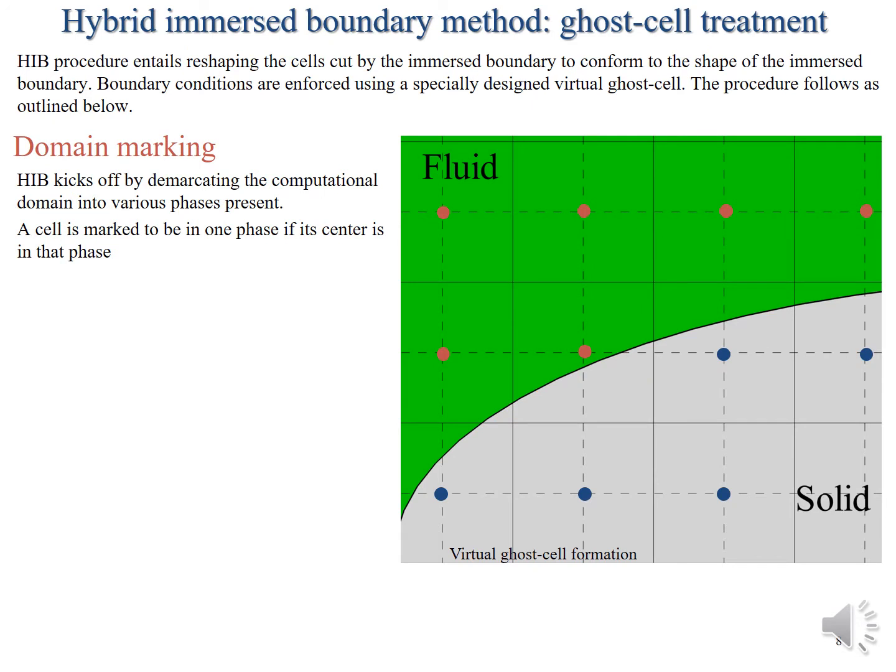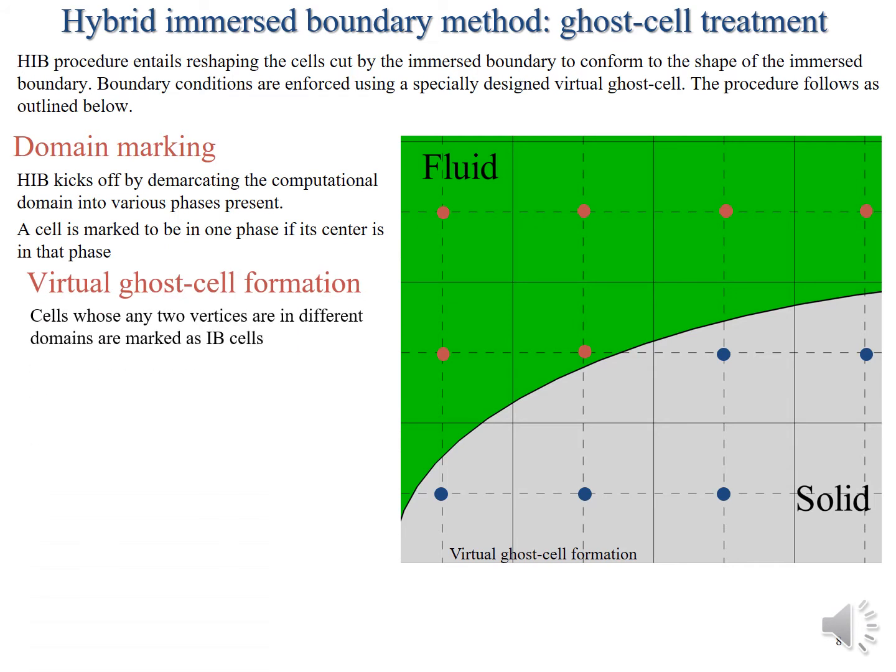So what do we do to make sure that we don't have those shortcomings? We have the domain marking. As in the ghost cell method, we have fluid cells and solid cells, but now we form a virtual ghost cell. All the cells that are in either the solid or fluid domain and are occupied by more than one phase are marked as immersed boundary cells. So that is the first step.